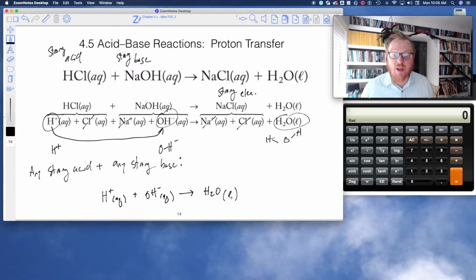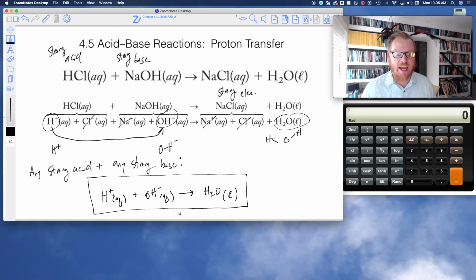H2O liquid, and keep track of your phases. H plus is aqueous because it's charged. Hydroxide is aqueous because it's charged. And water is always a liquid unless it's a solid or a gas. So water can't be aqueous.